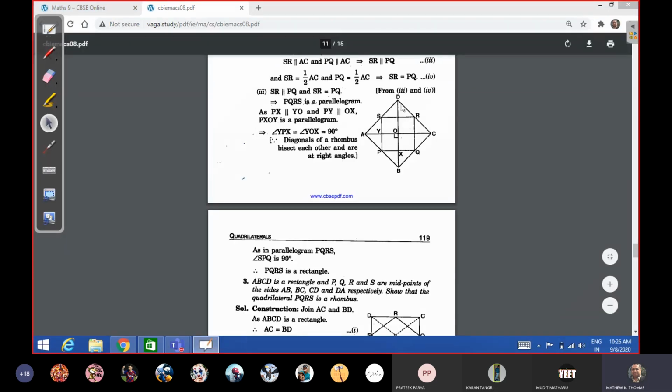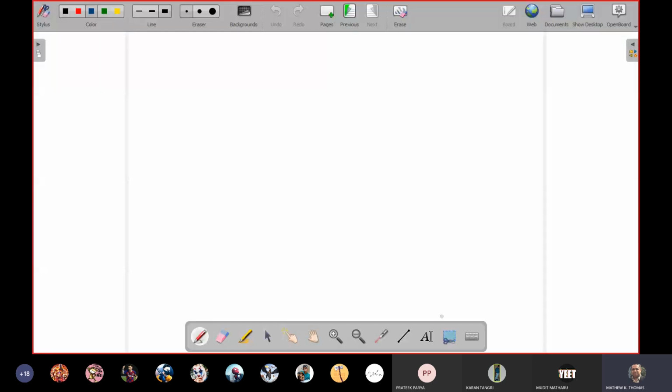So what is the question? First, I'm repeating the question: ABCD is a rhombus. PQRS are the midpoints. So let me draw the rhombus.